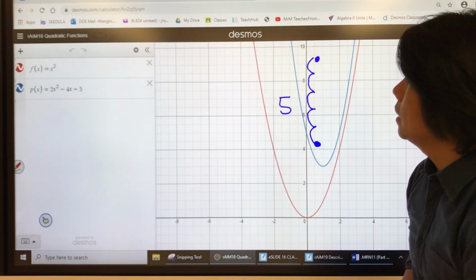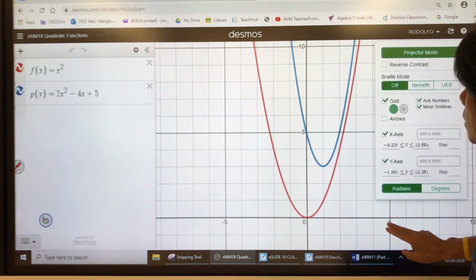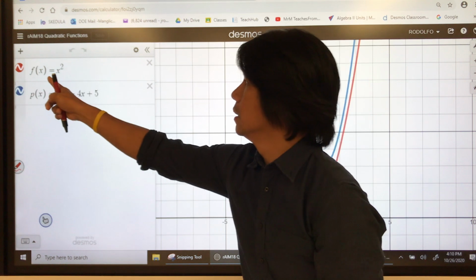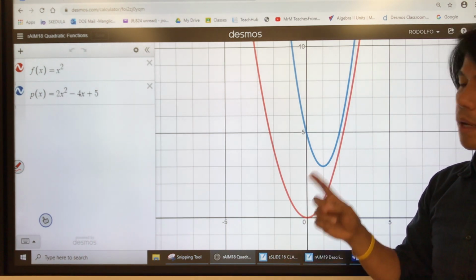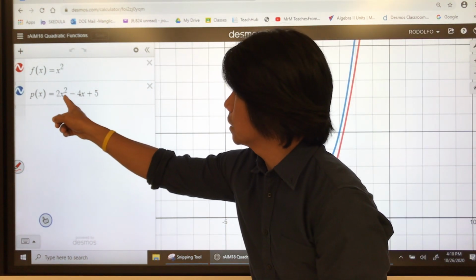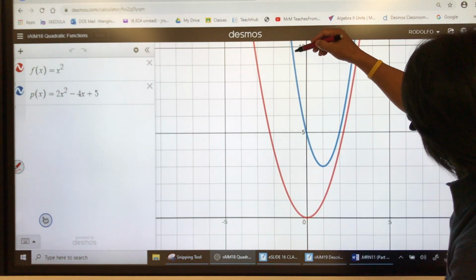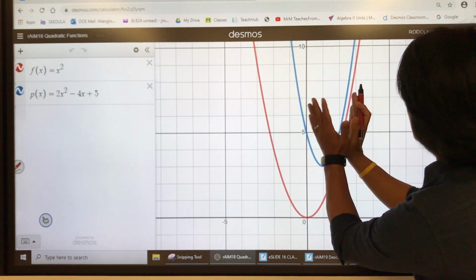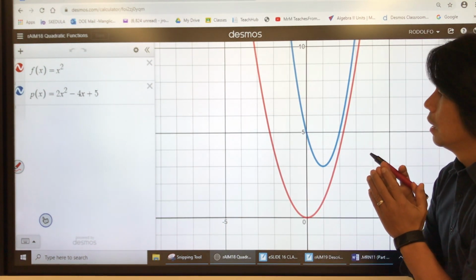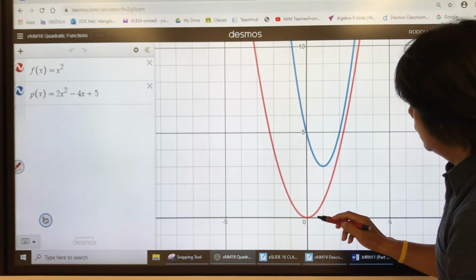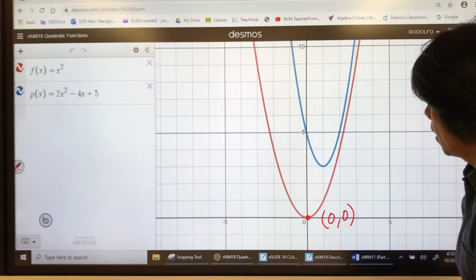And I have that already plotted. Okay, and let's have the projector. Alright, so I graph f of x is equal to x squared, which is the parent parabola or parent graph of quadratic functions, and p of x is equal to 2x squared minus 4x plus 5. If you notice, you see this graph, the blue, is narrower than the parent graph, red. Yeah? And also, looking at the vertex here, the vertex here is 0, 0, right?